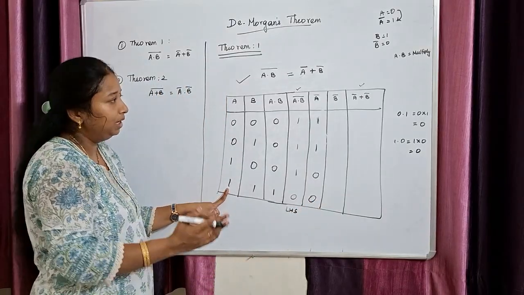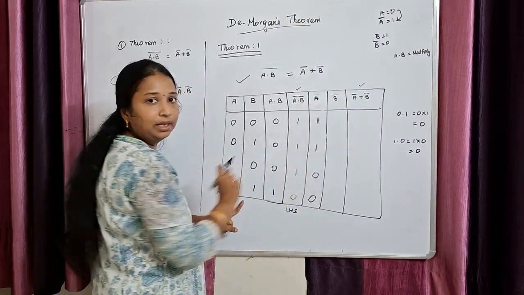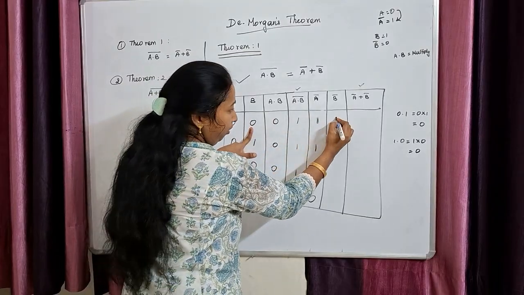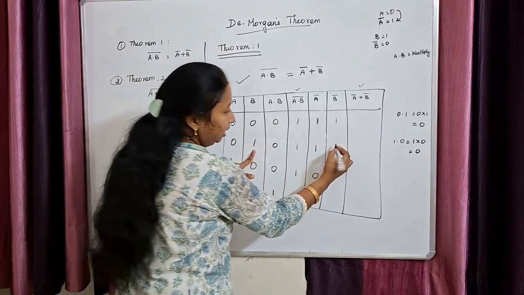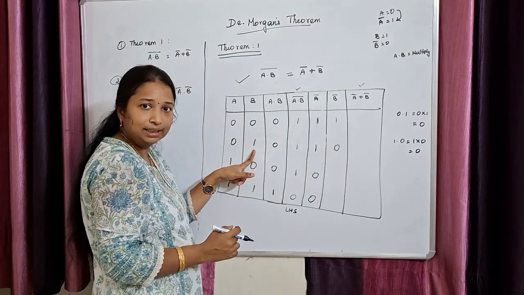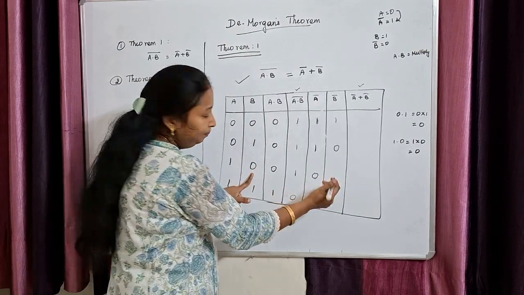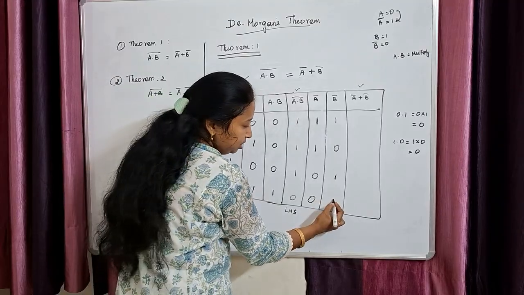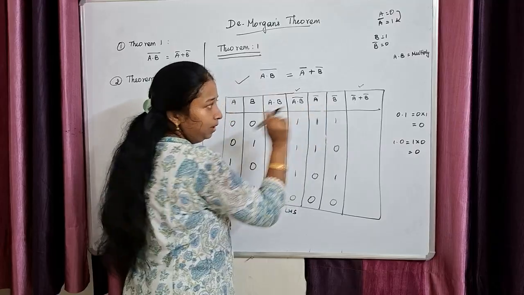Understood? In a similar way, do for B bar. We have got B input here, we have to find B bar. B is 0, so B bar will become 1. Here, if it is 1, what is your B bar? It will become 0, the complement of it. Here B is 0, so B bar will become 1. Here B is 1, so your B bar will become 0. Now, we have found A bar and we have found B bar.